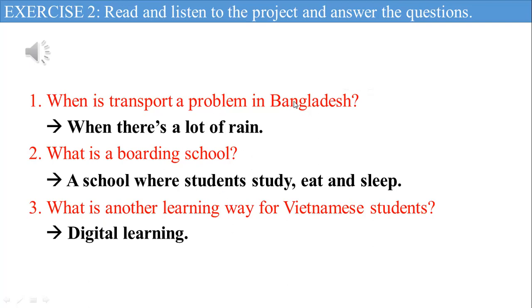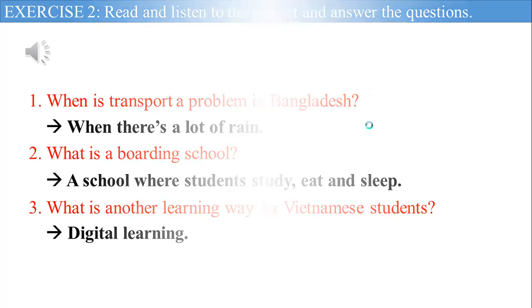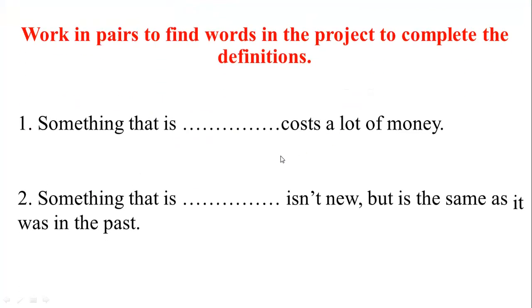Now, to help you remember the new words in this period, I'd like to give you some exercises. Now, please use the adjective to complete the two sentences. Something that costs a lot of money. Give me the word. Yes, expensive. Now, number 2. Something that isn't new, but is the same as it was in the past. Yes, traditional. That's right.